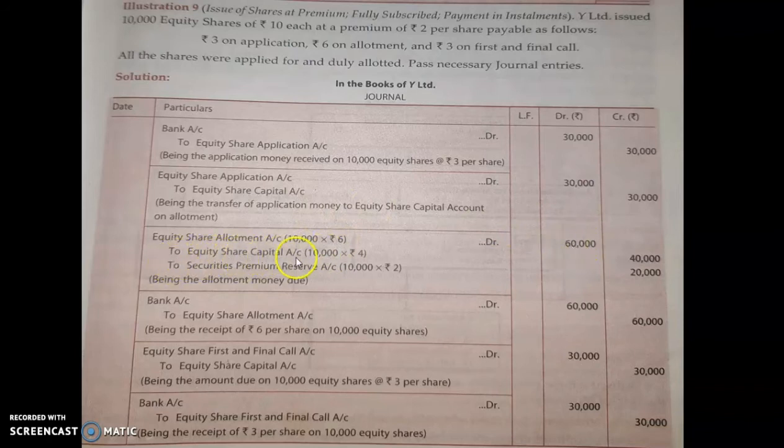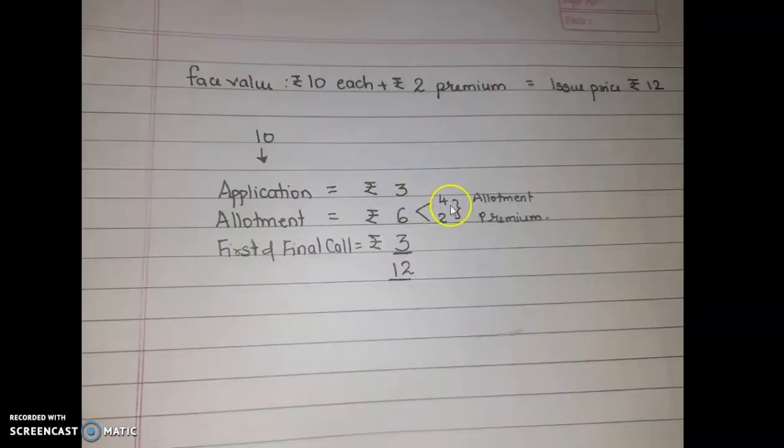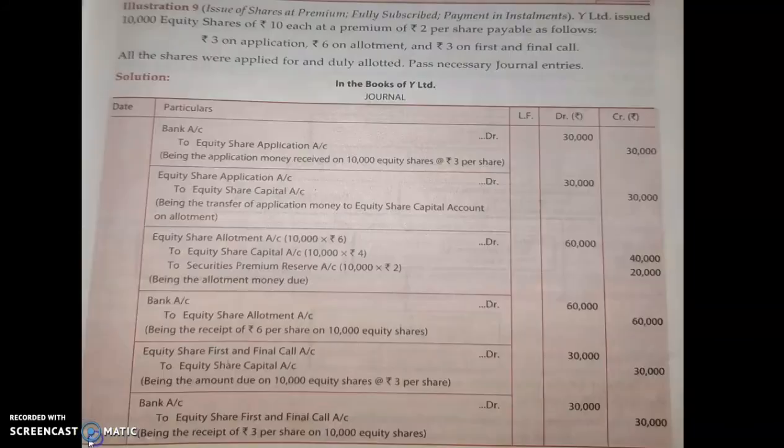Then to equity share capital account, as I told you, this 4 rupees is of allotment and 2 rupees is of premium. So the entry is to share capital account 10,000 into 4, that will give you 40,000, and to securities premium reserve account, that means 10,000 into how much is the premium? 2 rupees, that will give you 20,000. So this is the due entry. You have to write down being the allotment money due. Okay. Now after the due entry, you are making a call and announcement to the shareholders to pay the amount.